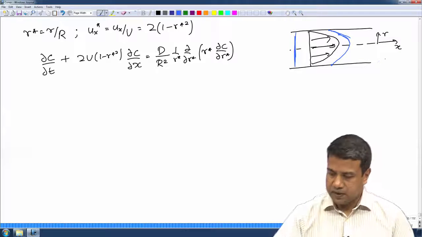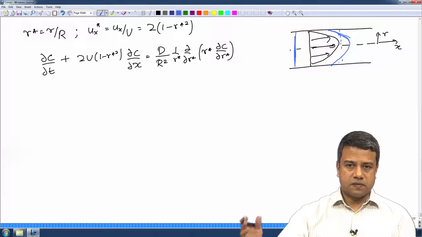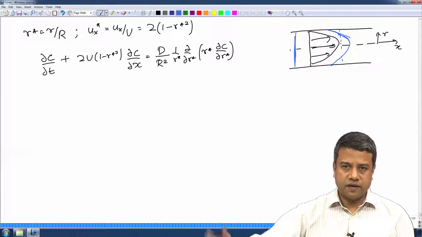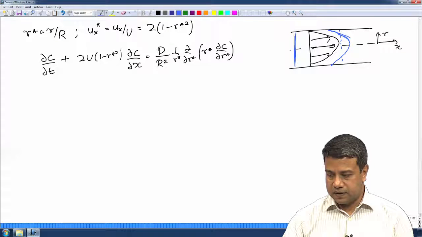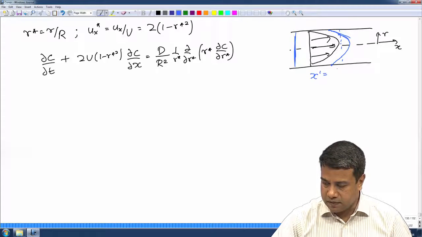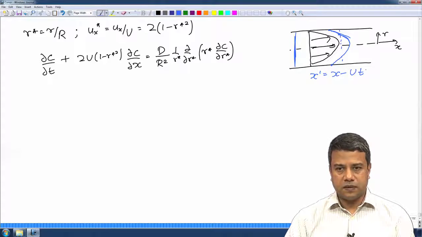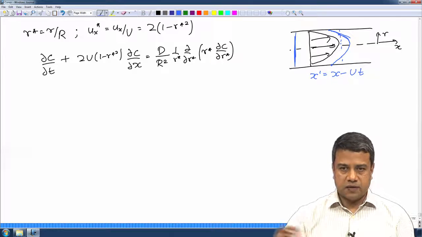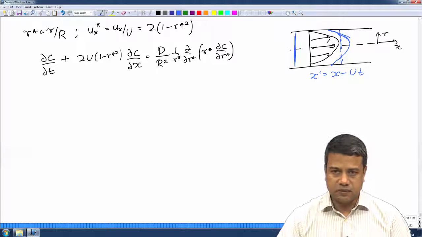And that mean position has now changed. The mean position of that plug has now changed because it has convected downstream. Therefore, I can define x prime is equal to x minus ut. So, as time progresses, the origin of this coordinate system is in a reference frame that is convecting with the mean velocity.